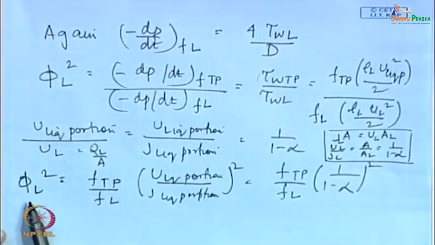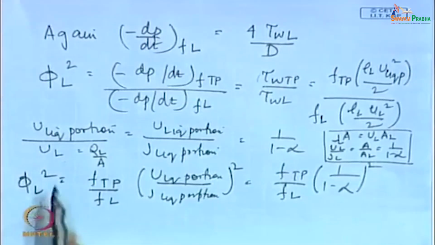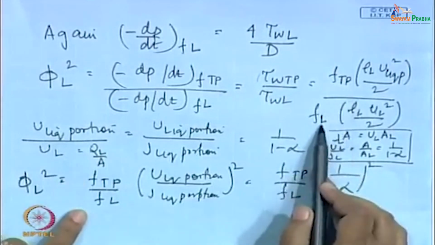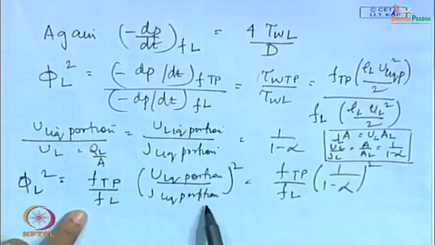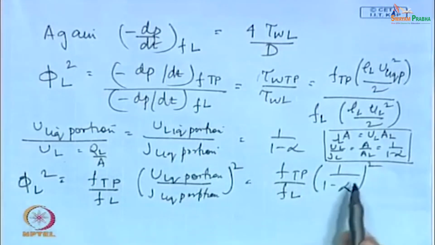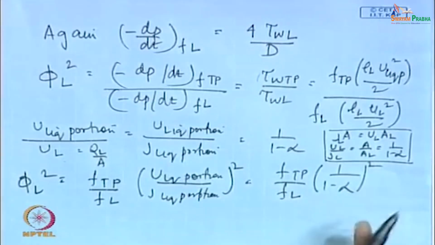Fine. Now, if you want to find phi L square for the actual annular flow situation, then in that case it is nothing but F T P by F L into u liquid portion by J liquid portion, agreed, or F T P by F L into 1 by 1 minus alpha whole square. Till this portion, do you have any doubts? You tell me.